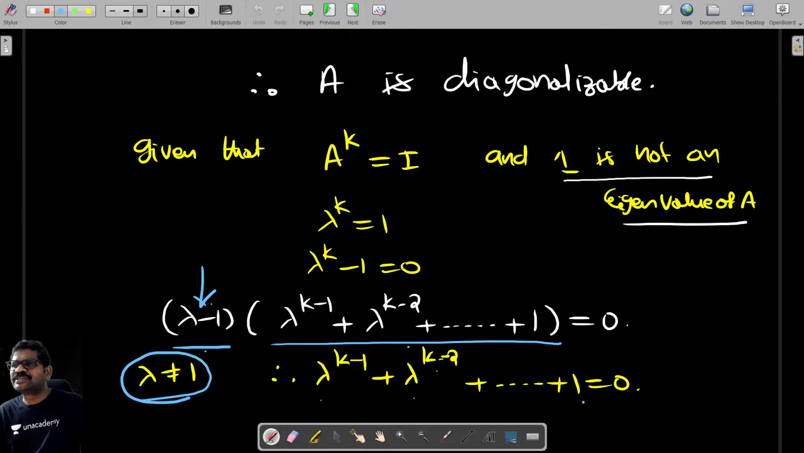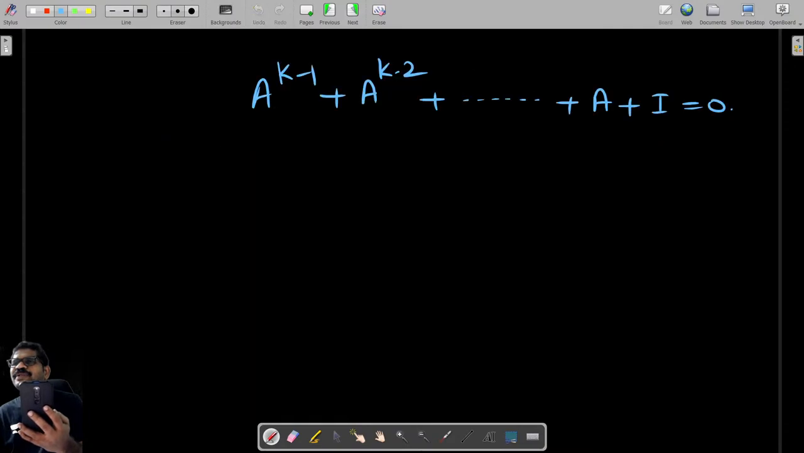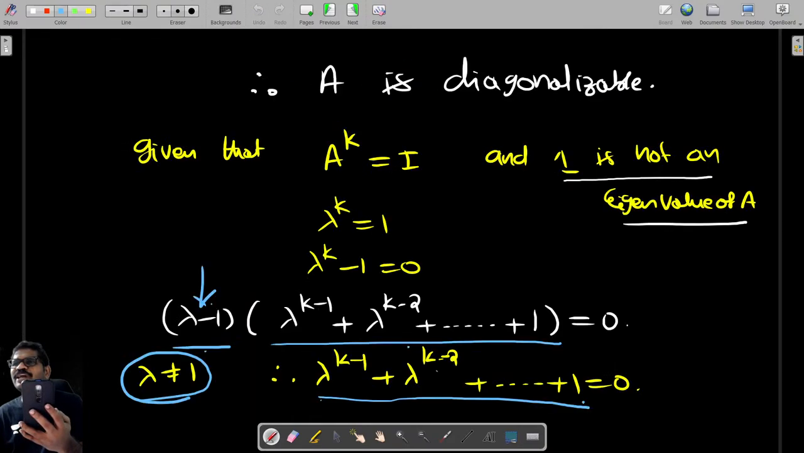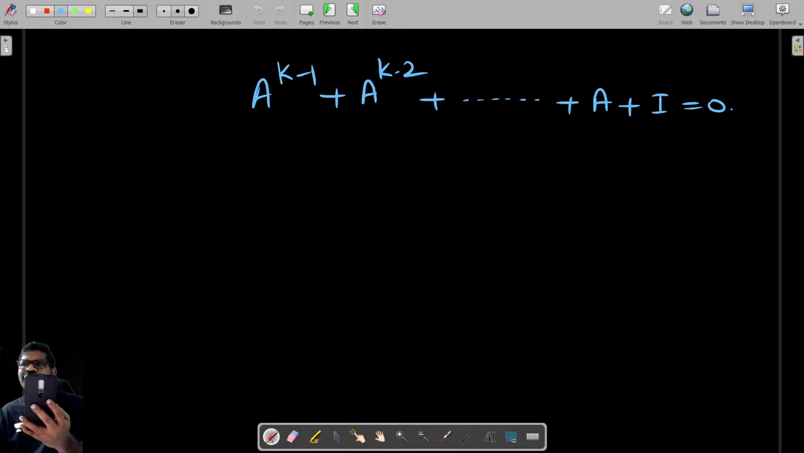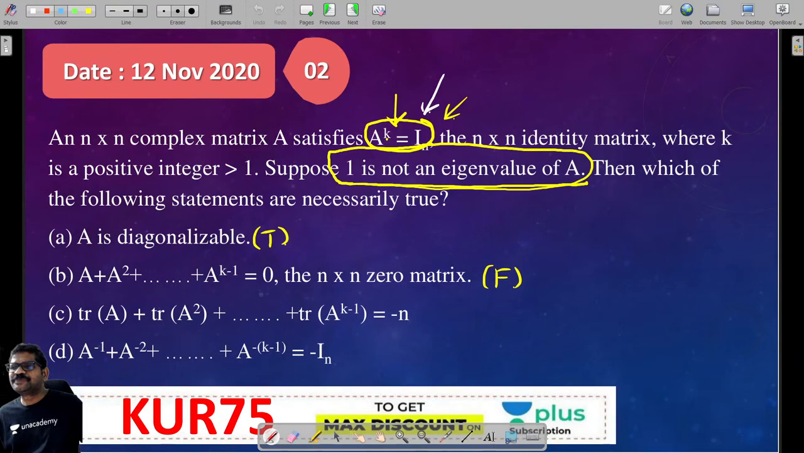Did you understand this statement? From this I have written lambda power k minus 1 plus lambda power k minus 2 plus and so on plus 1 equal to 0. So by Cayley-Hamilton theorem, you can write A power k minus 1 plus A power k minus 2 plus and so on, instead of the last term, that is I, equal to 0. That's why I have written the second option is false, because here A power k minus 1 is given, there is no I, that's why it is false.